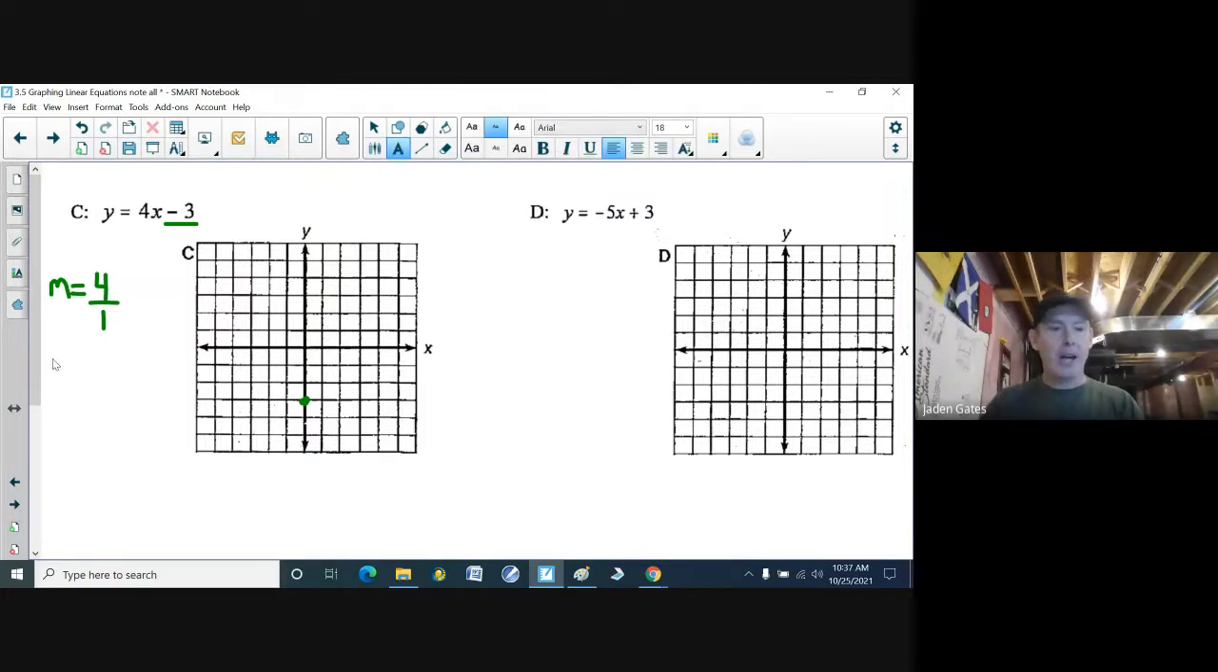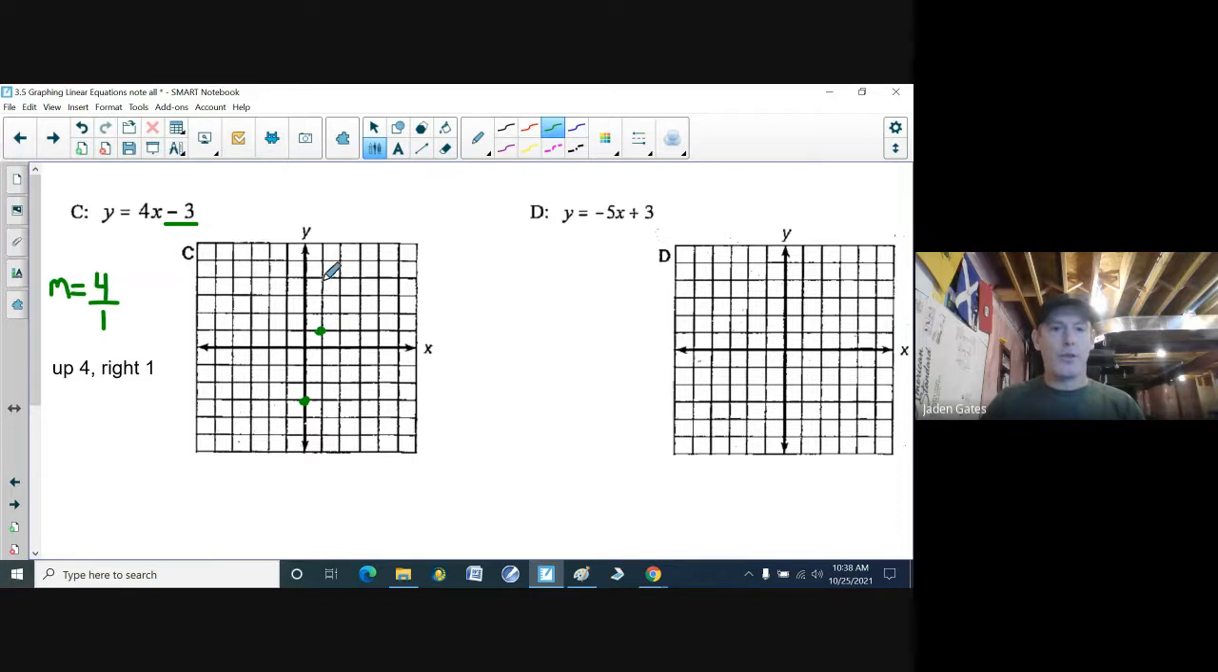And so now the pattern of this line, again, the rise is on the top. So I'm going to go up 4 because it's positive, and the 1 is also positive, so it means right 1. Again, down and left are negative, up and right are positive. All right, so I've got my y-intercept at -3, and now my pattern is up 4, right 1. So 1, 2, 3, 4, right 1.